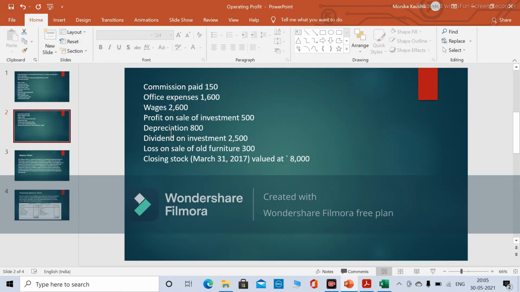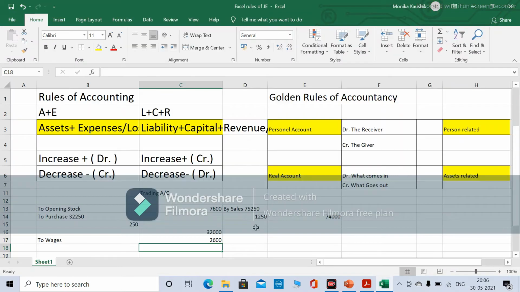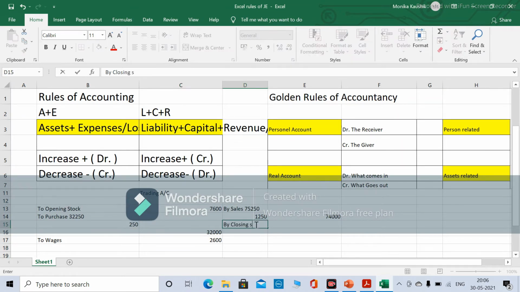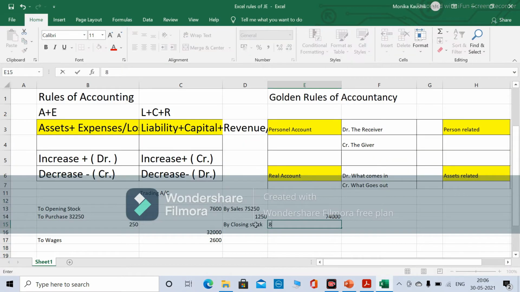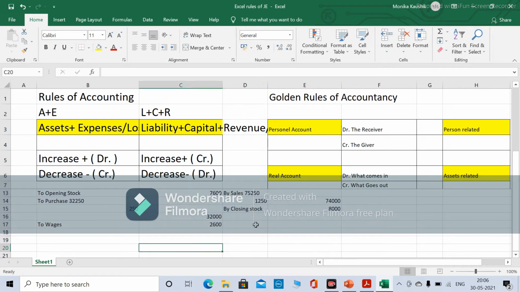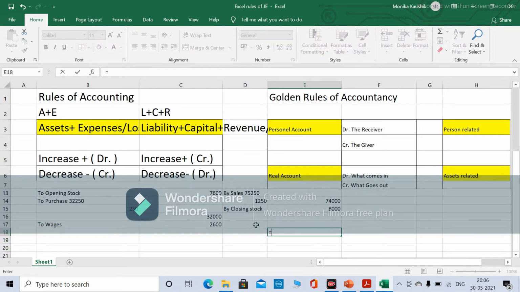Profit on sale, depreciation, dividend, loss on sale. Closing stock also we write down here in the trading account. So closing stock is 8,000 rupees. That's it in this account.